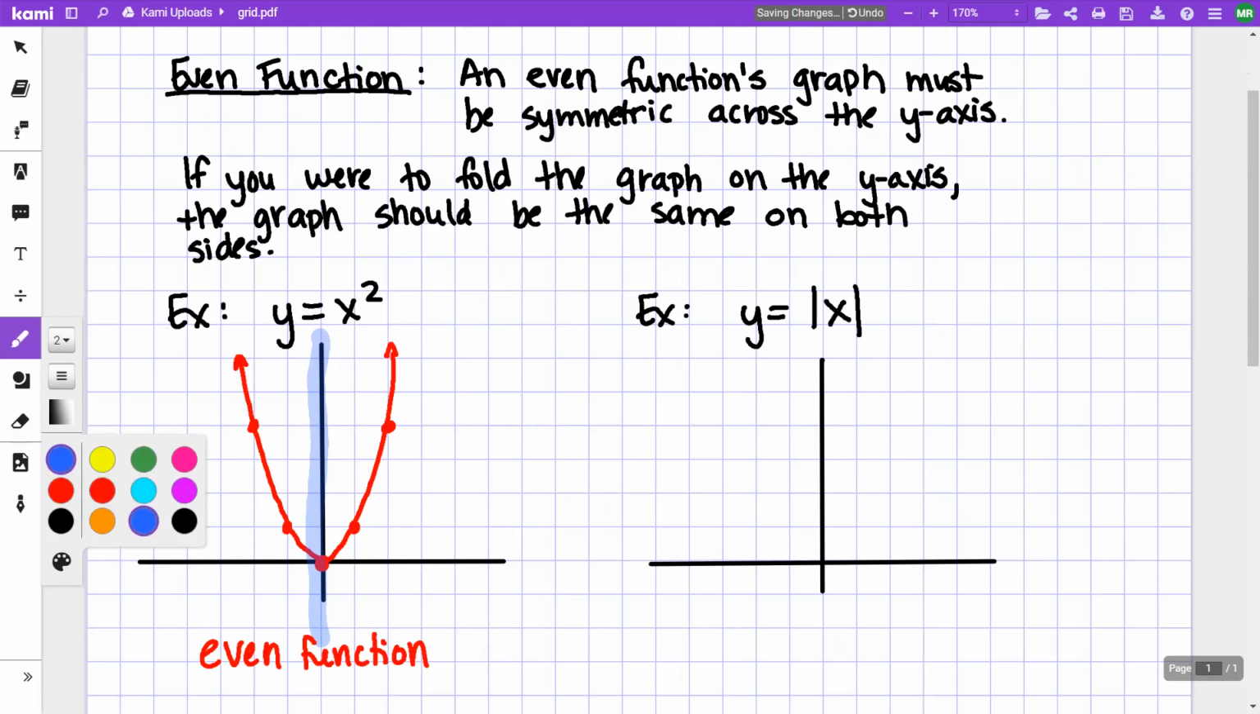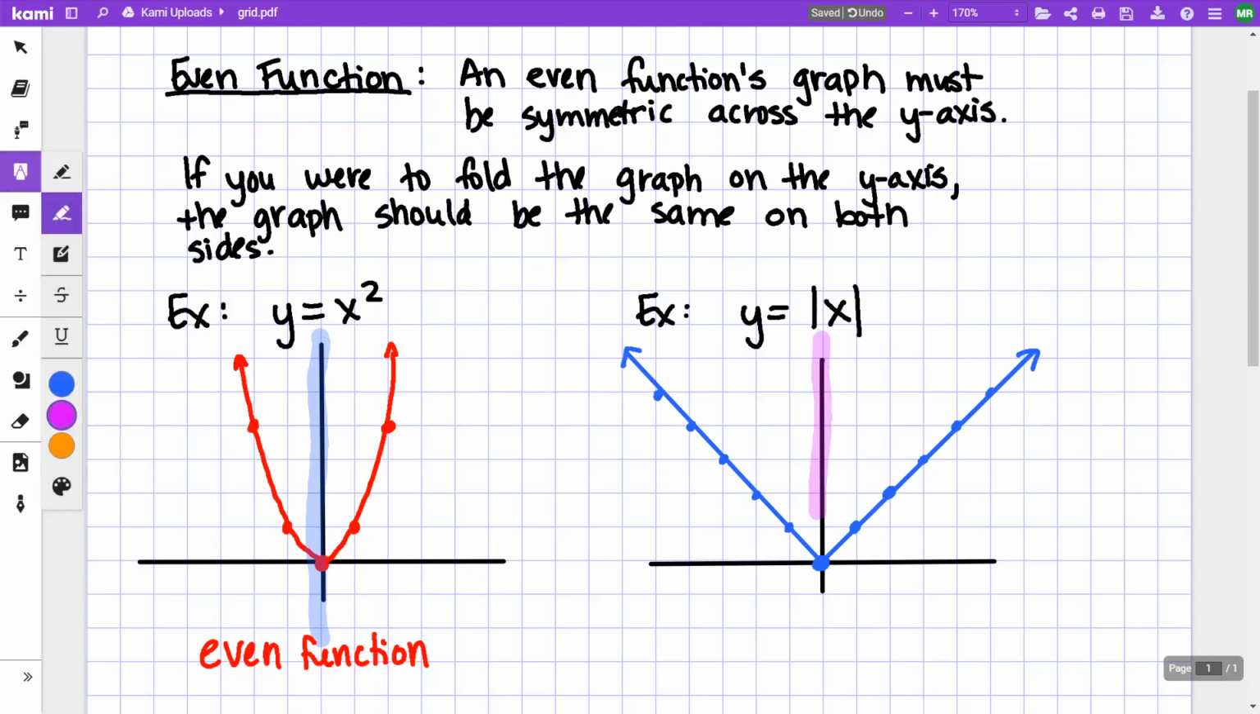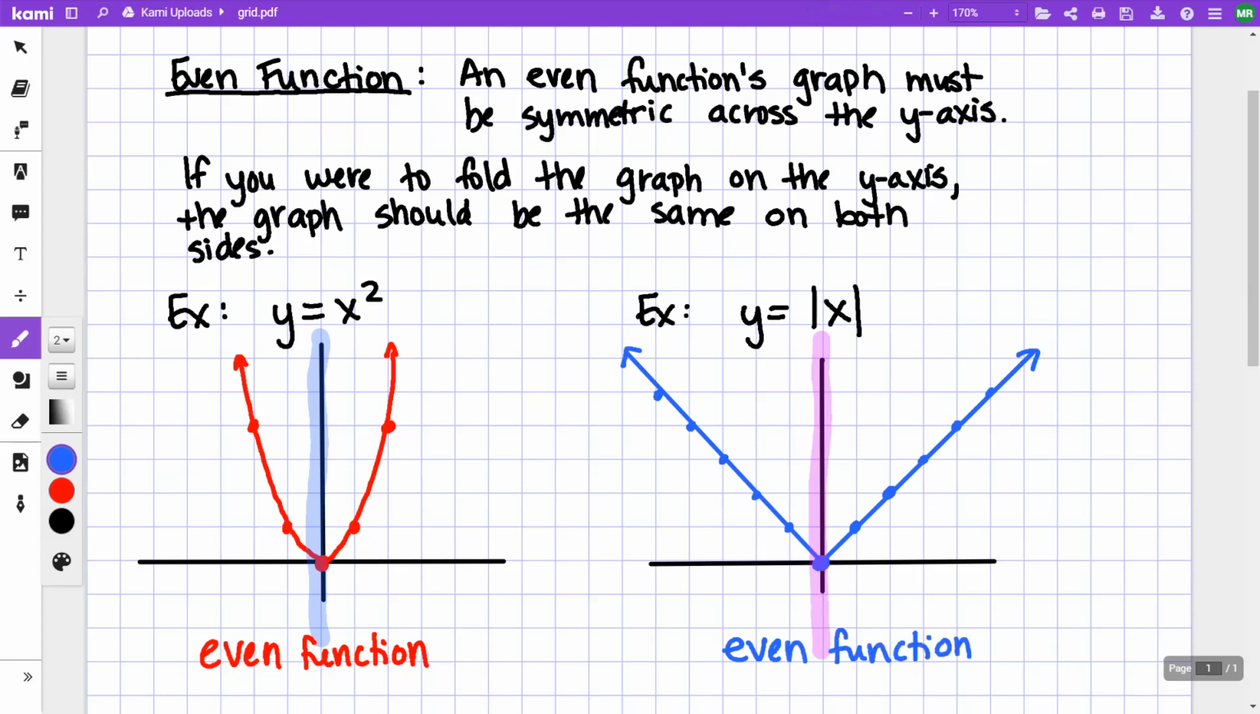If I'm doing y equals the absolute value of x, the absolute value of 0 is 0, the absolute value of 1 is 1, the absolute value of 2 is 2, and so forth. So I'm really just going to be going up 1 over 1. Same on the other side, up 1 over 1. We had graphed these in our notes before. And then if I draw this out, we have that graph. If I was to draw a line on this y-axis, you see it's the same on both sides. That, again, is an even function. It has to be the same on both sides.